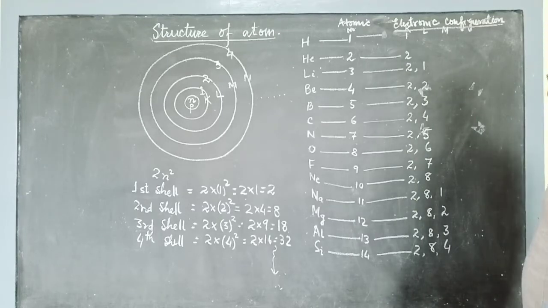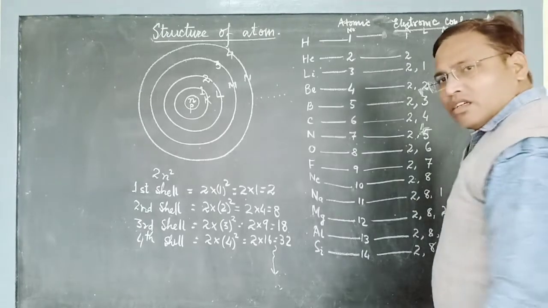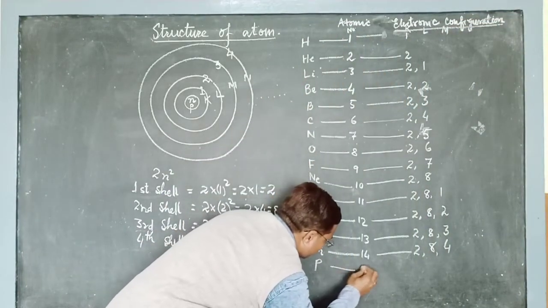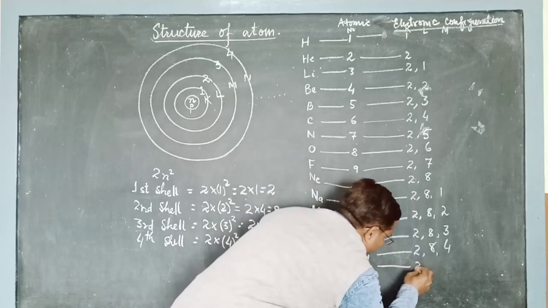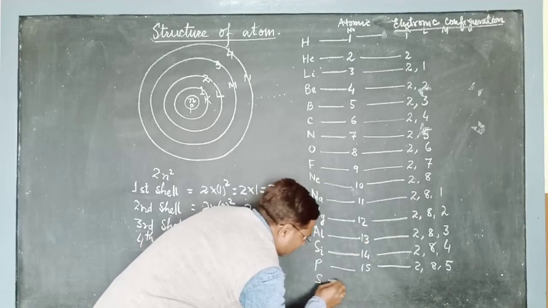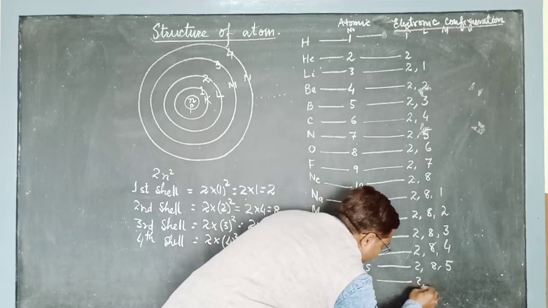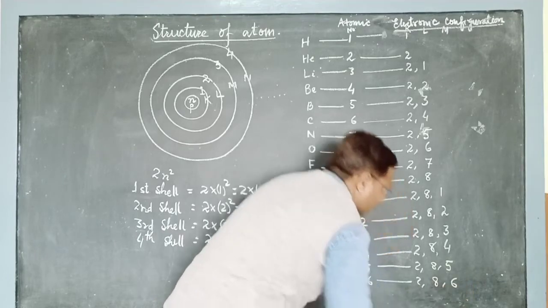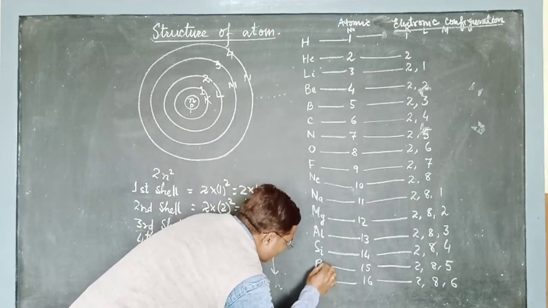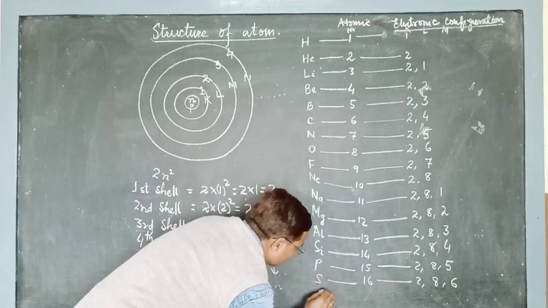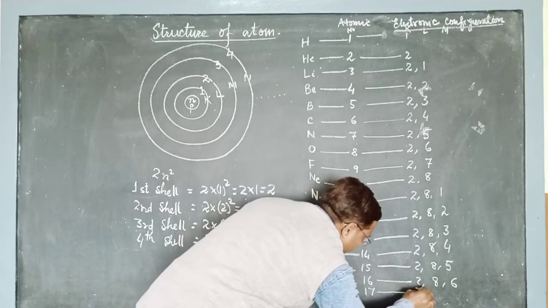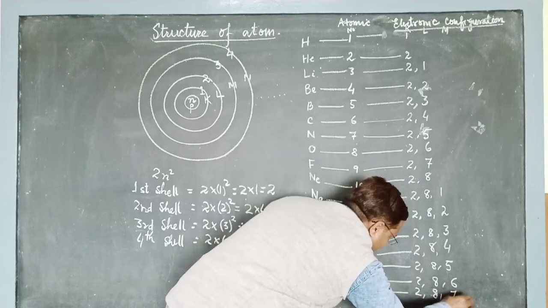Now next one, aluminium, silicon. Is it visible? Yes, it is visible. Then it is phosphorus, 15. So it will be 2, 8, 5. Then sulfur, it is 16: 2, 8, 6. Then next one is chlorine, 17: 2, 8, 7.